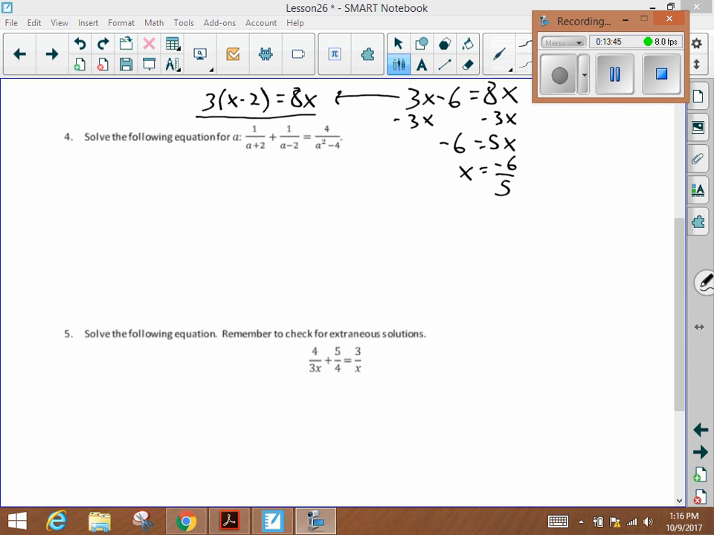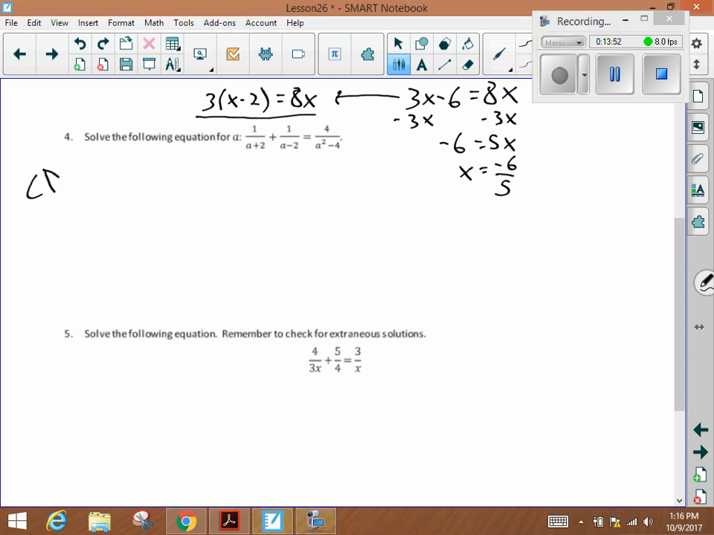Okay, so first things first. I've got to find what my common denominator is, right? What's it going to be? Well, if I look at all of these things, I've got to see if there are any similarities. So I've got 1 over a plus 2, and then I've got 1 over a minus 2. And then I happen to be a little bit tricky, and I saw that what I've got right there is a difference of squares.